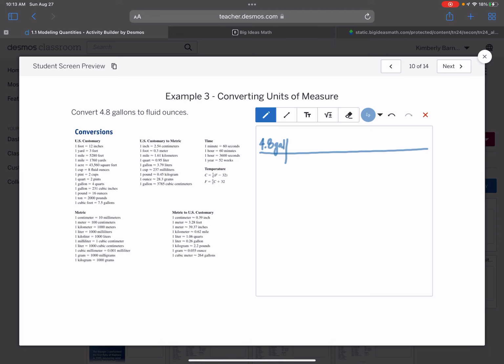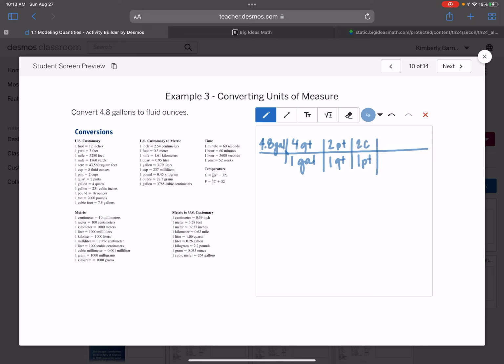So looking at my conversions, there's nothing that's gallons to fluid ounces, but I know I can go from gallons to quarts, quarts to pints, pints to cups, and then cups to fluid ounces. So that's what I'm going to do. So gallons to quarts, I have 1 gallon per 4 quarts. And I want to make sure I put these across from each other so that they cancel out. Okay, and then I go from quarts to pints. So 1 quart is equal to 2 pints. Pints to cups, 1 pint is 2 cups.